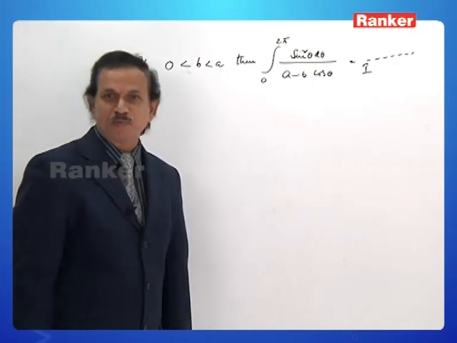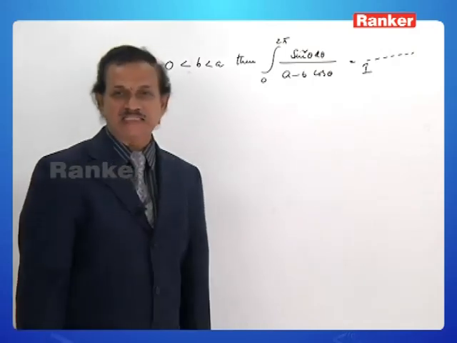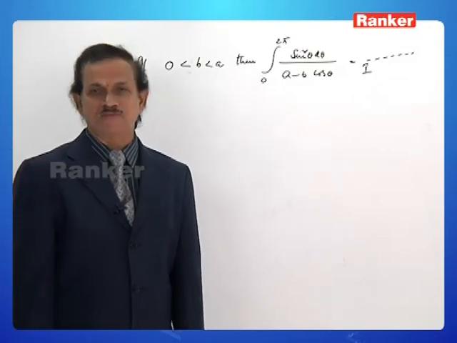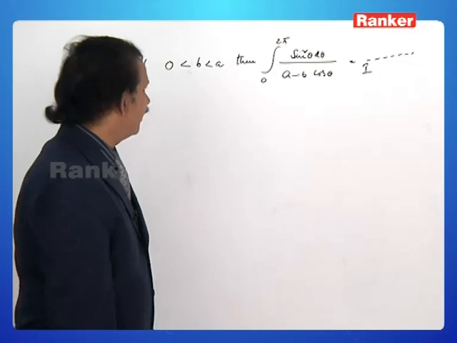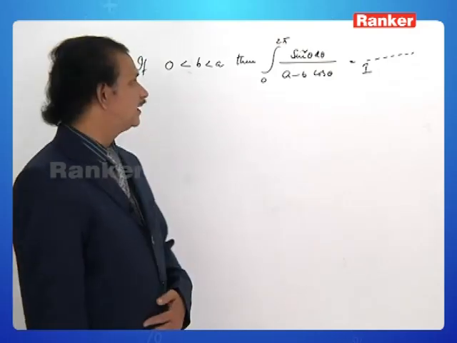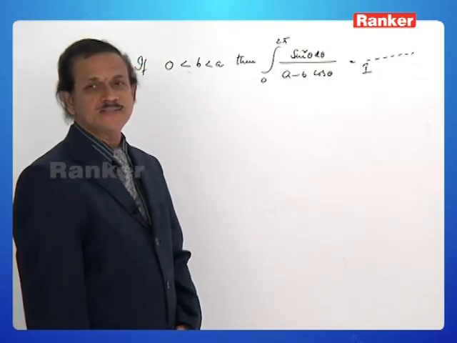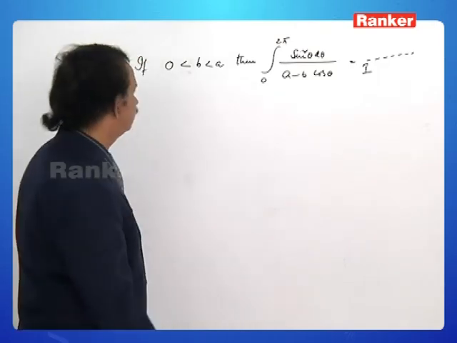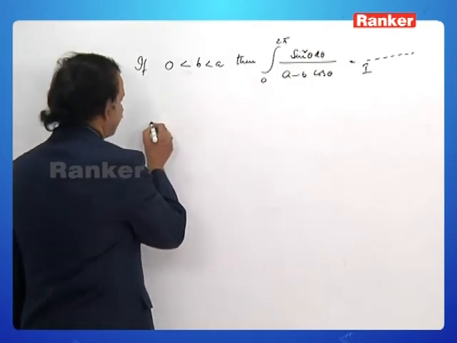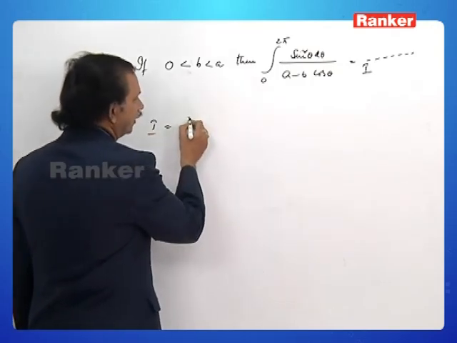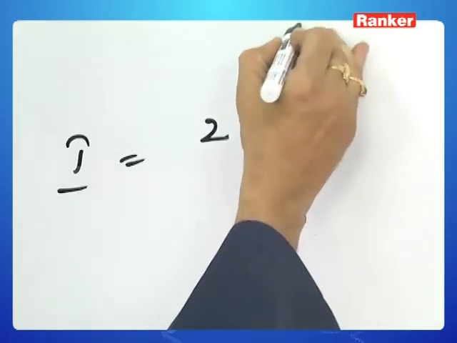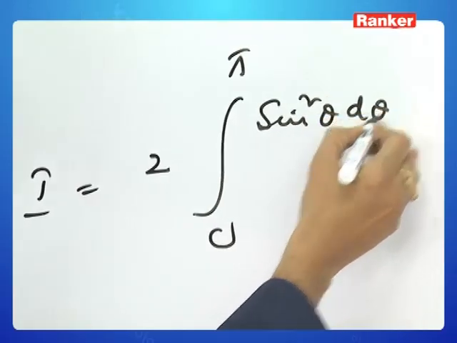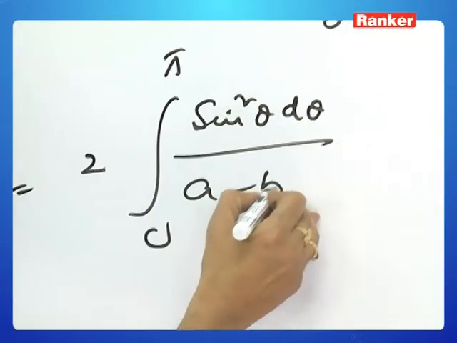You please look at the problem. If 0 less than b less than a, and a and b are two positive numbers with b less than a, of course, a is the greater number. Integral 0 to 2 pi sine square theta d theta by a minus b cos theta. That is the problem. Well, I is therefore equal to 2 into integral 0 to pi sine square theta d theta by a minus b cos theta.